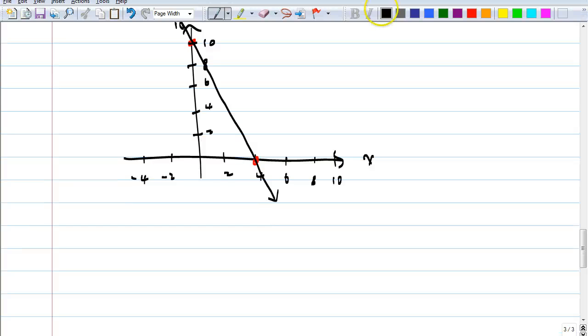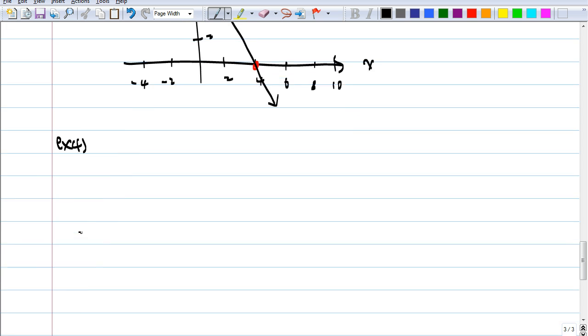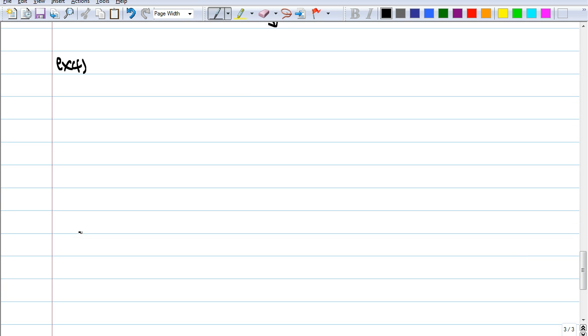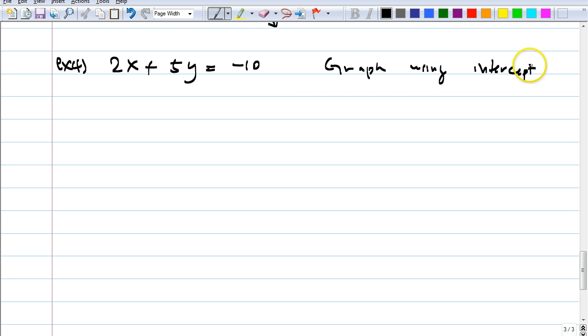Okay. Example 4. This time I'm not going to say anything. I would like you to do this all by yourself. Okay. Watch this. Try it. 2x plus 5y equals -10. The instruction is to graph using intercepts. Now, how come, guys? Listen.